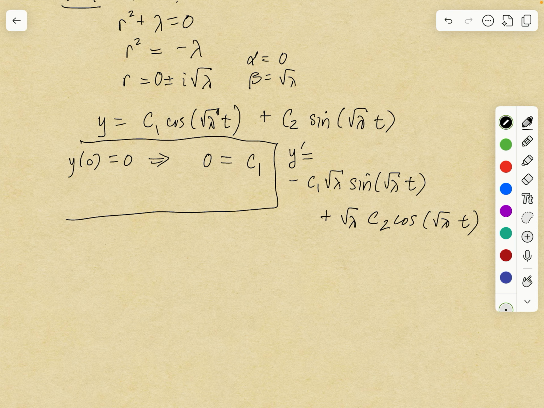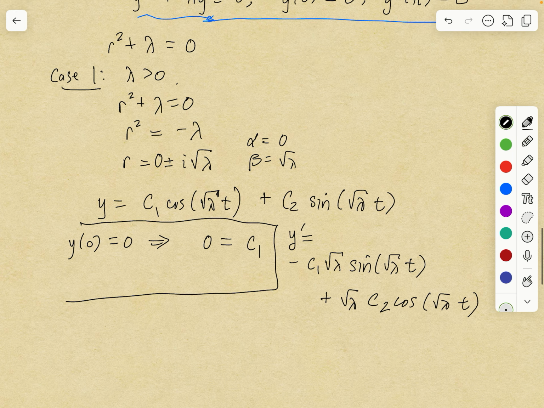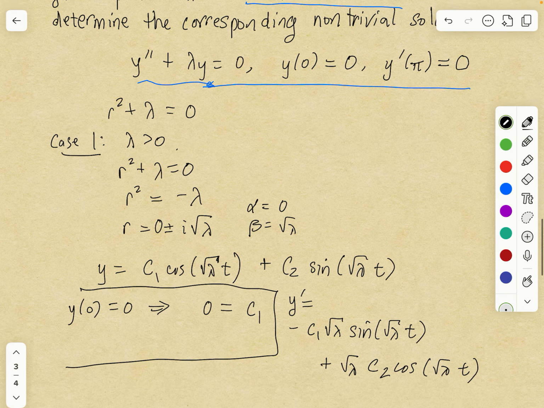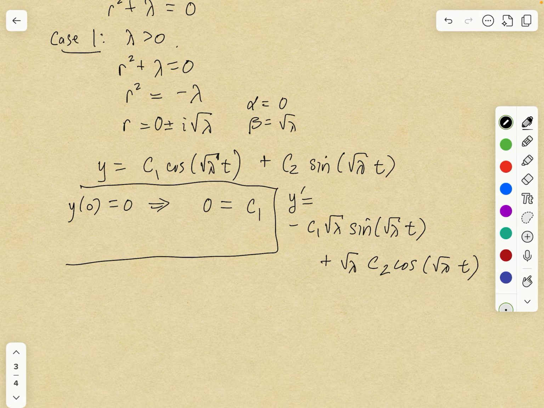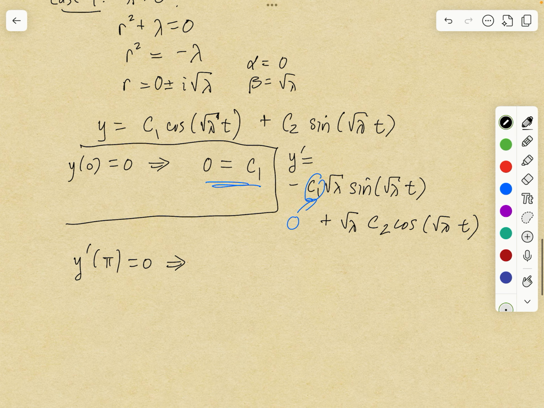So the first condition, I already plugged it in, tells me that c1 is 0. When I plug pi into y prime of t, y prime of pi equals 0 is going to tell me what? Well, my c1 was 0, so actually I don't need to worry about that part. All I have left is the part with the c2.